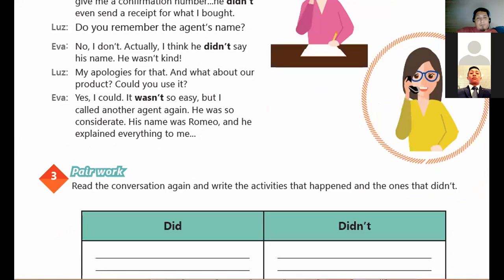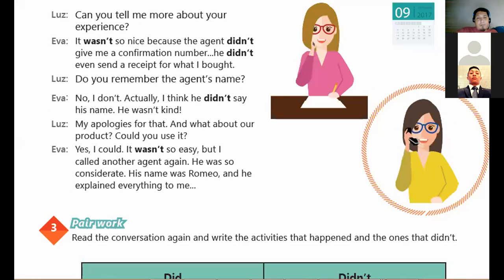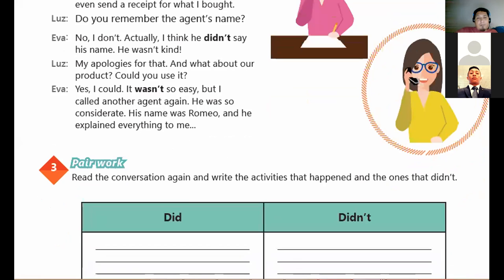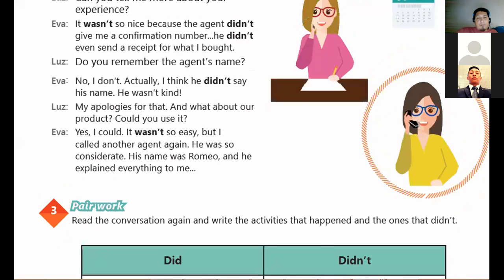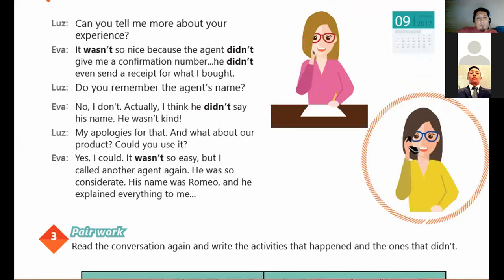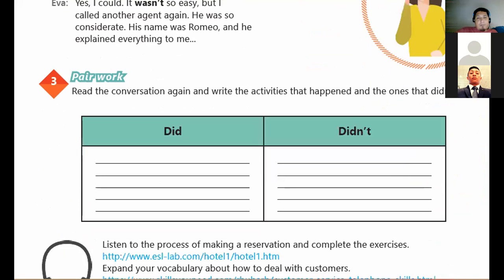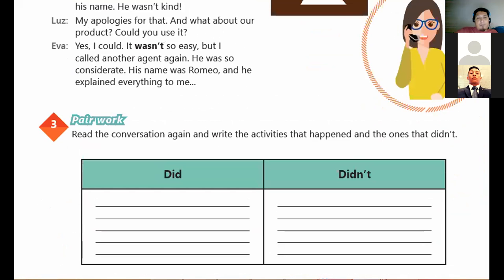Now, let's see. What things do you see that happened? Las cosas que sí sucedieron y las cosas que no sucedieron. Las cosas que se hicieron y las cosas que no se hicieron. Okay, now let's see. ¿Cuál sería la primera cosa que sí se hizo? Hay más cosas de didn't, ¿verdad? Empecemos entonces por didn't. Let's start by didn't, okay?